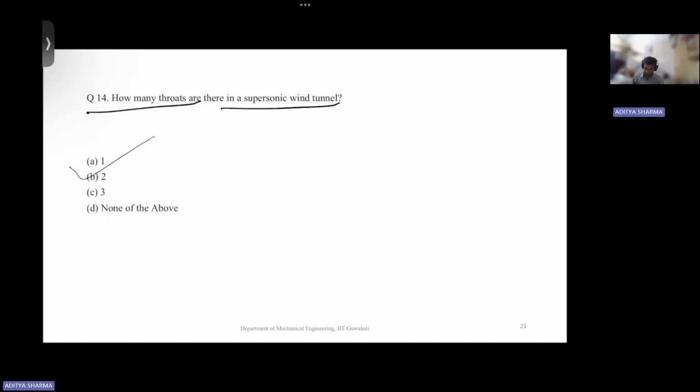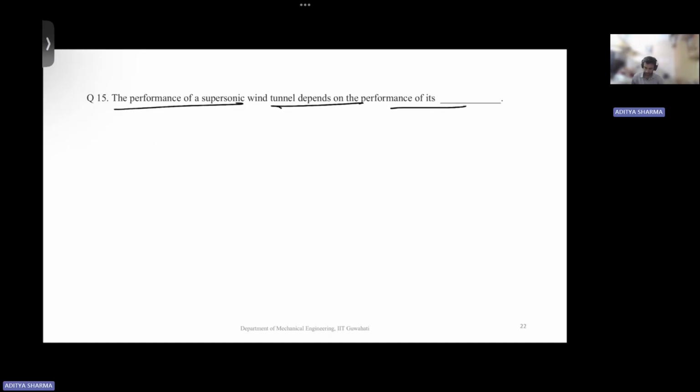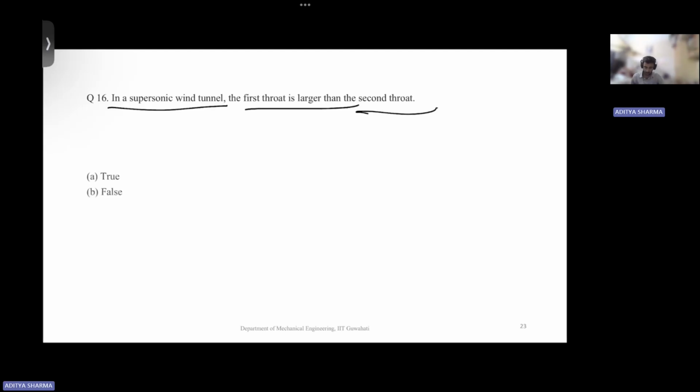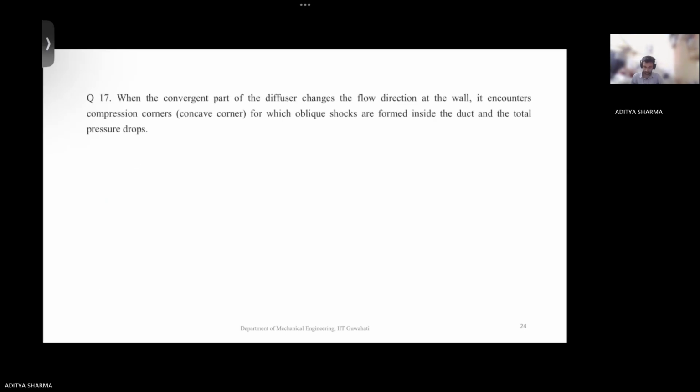The performance of a supersonic wind tunnel depends on the performance of its diffuser. So the efficiency of a wind tunnel depends on its supersonic diffuser. Okay, so B option is the correct one. I hope there's no doubt in it. If so, you can write in the comment box. Question number 16: in a supersonic wind tunnel, the first throat is larger than the second throat. That is not true. Your second throat is larger.